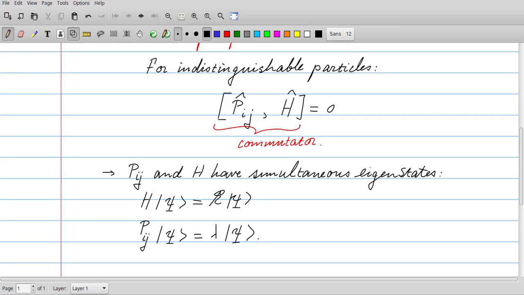And we know from algebra that if two operators, let me put the hats on top of them, commute and they are both Hermitian, like is the case for the Pij and the H, then they should have simultaneous eigenstates, which means that there are eigenstates of H which are simultaneously eigenstates of the Pij. The eigenvalues of H are usually denoted as E, that's the energy, and the eigenvalues of Pij we just call lambda.